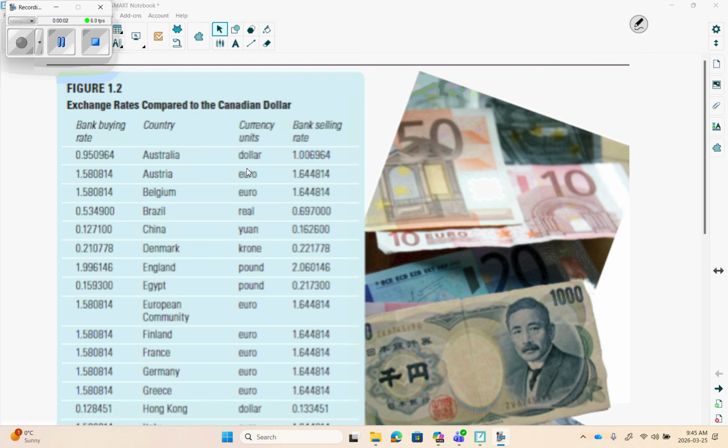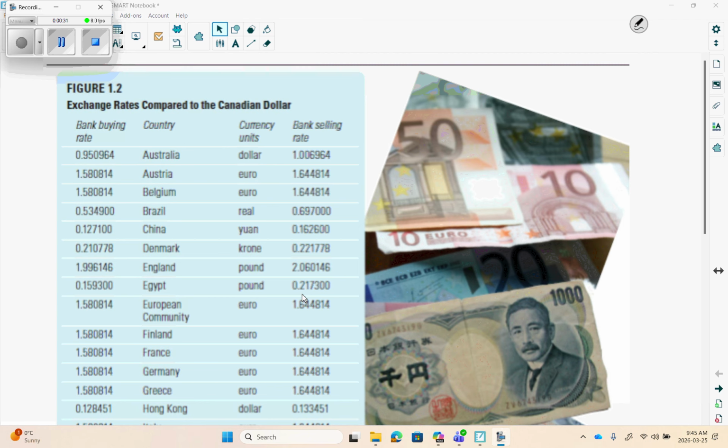Once again, today we're going to be talking about currency exchange. We're going to be talking about buying rates and selling rates. Remember to think from the bank's perspective. If you are selling a foreign currency, then the bank is buying. You would use the buying rate. If you are buying a foreign currency, then the bank would be selling that to you. You would use the bank's selling rate.